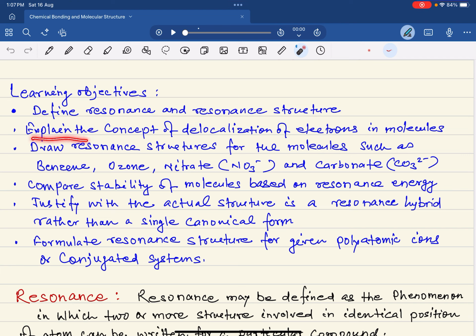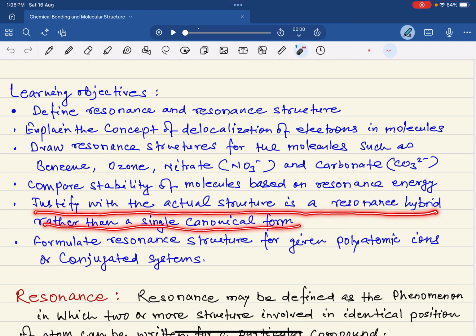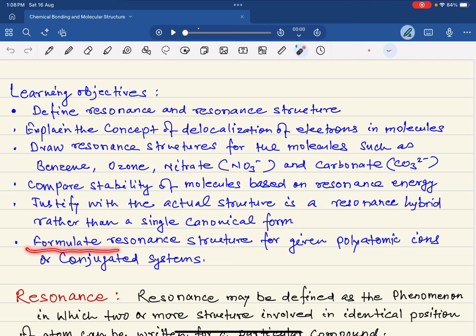Second point is explain the concept of delocalization of electrons in a molecule and draw resonance structure for molecules such as benzene, ozone, nitrate and carbonate, and compare stability of molecules based on resonance energy, and identify that the actual structure is a resonance hybrid rather than a single canonical form. And next point, formulate resonance structure for the polyatomic ions or conjugated system.